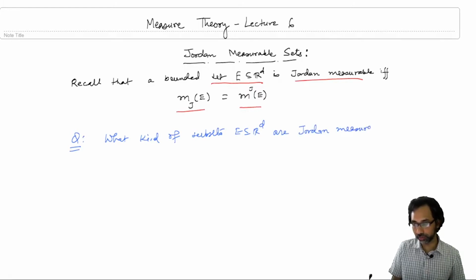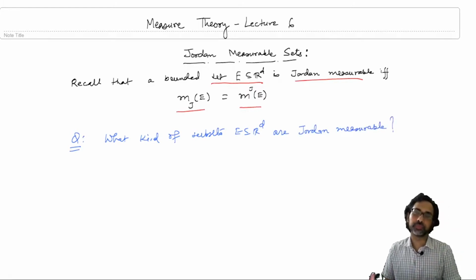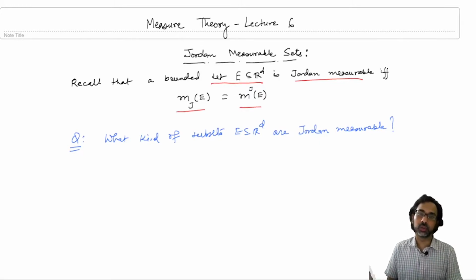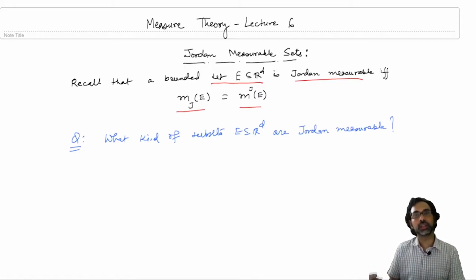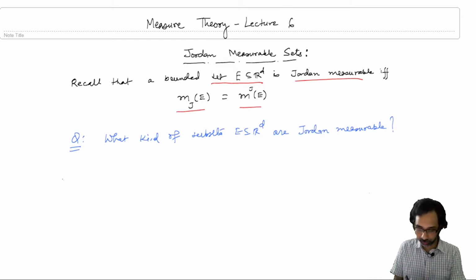Remember that our main goal was to enlarge the class of objects to which a nice notion of a measure can be defined. Initially we started with the elementary sets of R^d, and now we want to enlarge the class of sets on which a measure can be defined, and this is why we defined the notion of a Jordan measurable subset of R^d. Now the natural question is, what kind of subsets are Jordan measurable? So let us begin with an easy lemma.